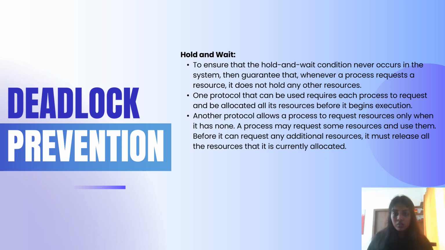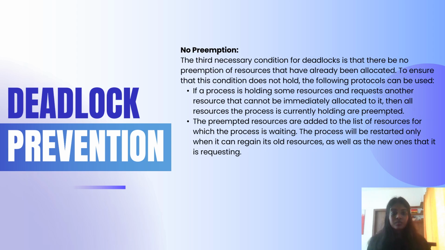A process may request some resources and use them, and before it can request additional resources, it must release all the resources that it is currently allocated. The third one is no preemption. The third necessary condition for deadlocks is that there must be no preemption of resources that have already been allocated.